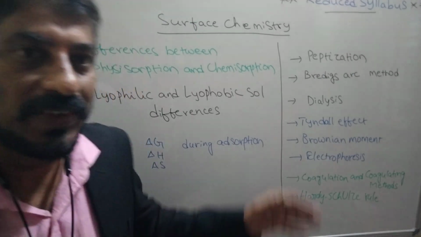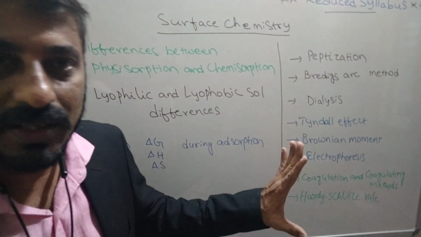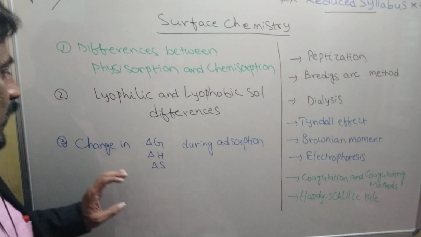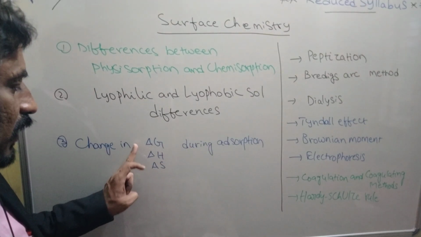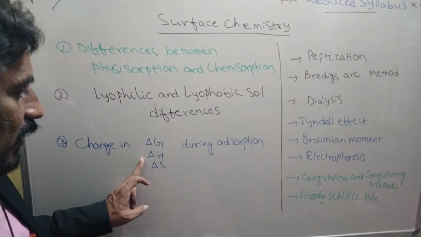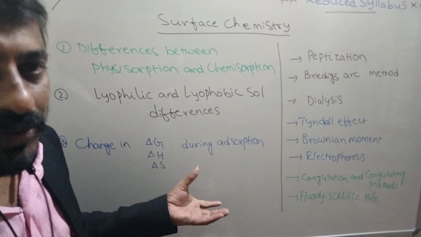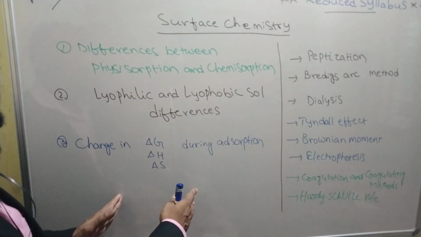If these are not given, the third chance is different: the changes in delta G, delta H and delta S during the adsorption process. It is a different question. Along with these, 2 marks questions may be added, with 3 marks maximum from these.